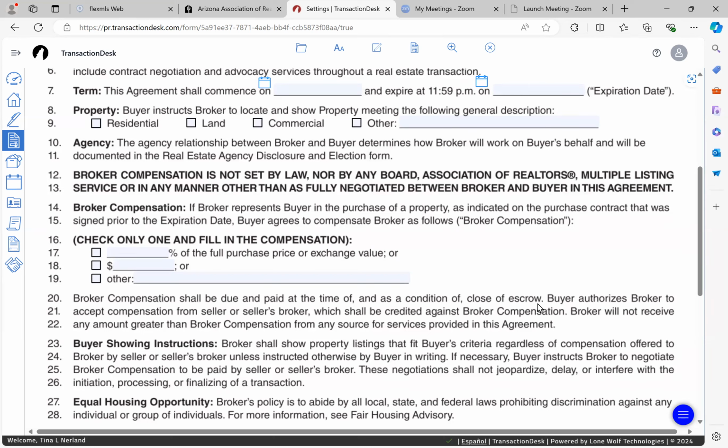Meaning, if your buyer does not want to see a house that is not offering to pay a buyer's agent, get it in writing. If necessary, buyer instructs broker to negotiate broker compensation to be paid by seller or seller's broker. These negotiations shall not jeopardize, delay, or interfere with the initiation, processing, or finalizing of a transaction. That hasn't changed. It's always been like that, so.